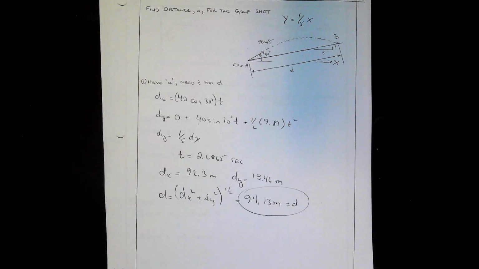And so you'll wind up with dx equals 92.3 meters, dy is 18.46 meters. Now, it would be very tempting to finish the problem here, and on exams students often don't finish the problem because they don't look at the question being asked carefully enough. The question is, what's this distance here? Well, d is simply dx squared plus dy squared to the 1/2, and that gives us 94.13 meters.